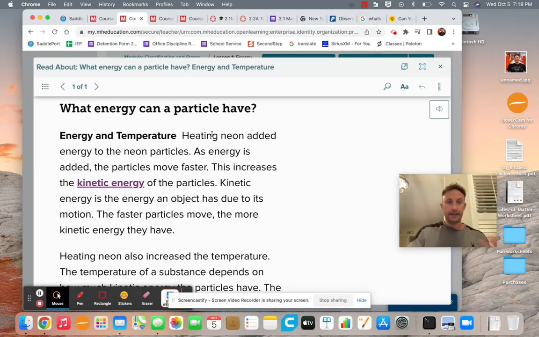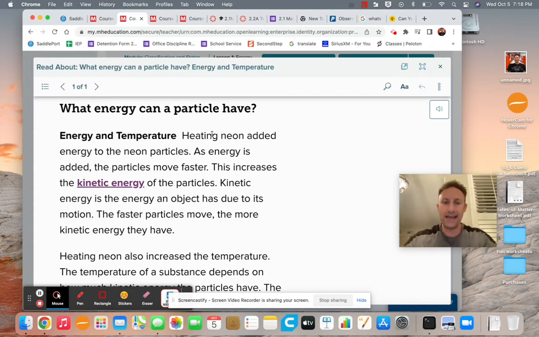All righty. So here we go. I'll start by doing some reading to you, kind of like normal, and show you where to highlight things. Then there'll be some reading where you're doing it on your own and highlighting on your own and seeing how you're doing with your highlighting skills. So, energy and temperature. Heating the neon in that FET added energy to the neon particles. As energy is added, the particles move faster. Kind of makes sense.